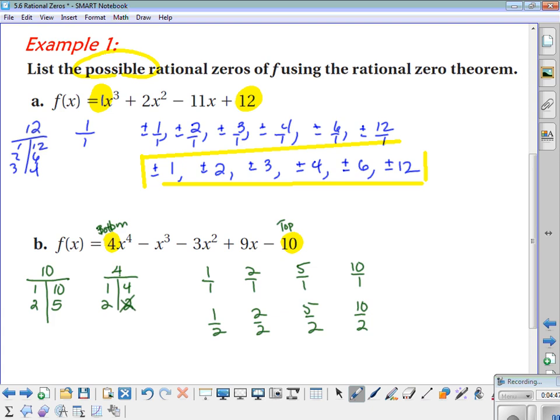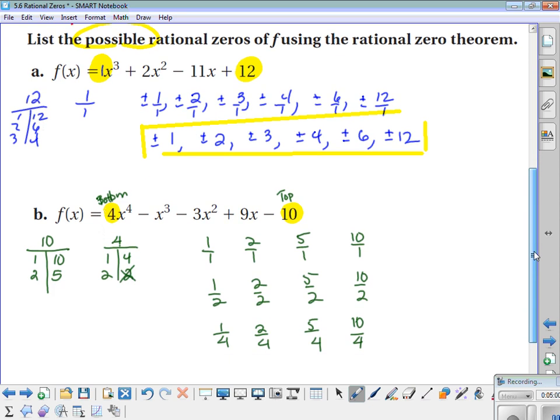And then I would do the same thing, putting them all over 4. 1 over 4, 2 over 4, 5 over 4, 10 over 4. And all of them would be plus or minus. But before I do that, I'm going to take out my duplicates. So when I reduce the fractions, my first row just becomes plus or minus 1, plus or minus 2, plus or minus 5, plus or minus 10.